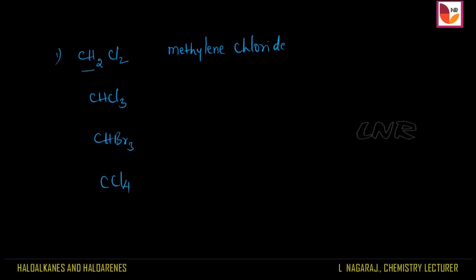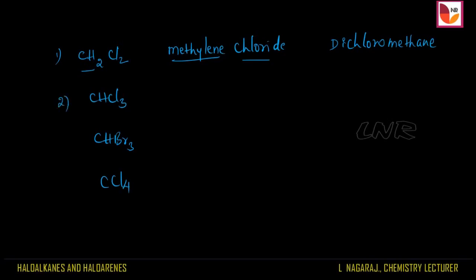Methyl contains CH3, but here it is CH2, hence it is represented as methylene, and the halogen is represented as chloride. Here there is no need to mention dichloride, because methylene contains CH2, and the rest of the valences are satisfied by the halogens. And in the IUPAC system, it is represented as dichloro, and the root word is meth, and the nature of the bond is ane: dichloromethane.